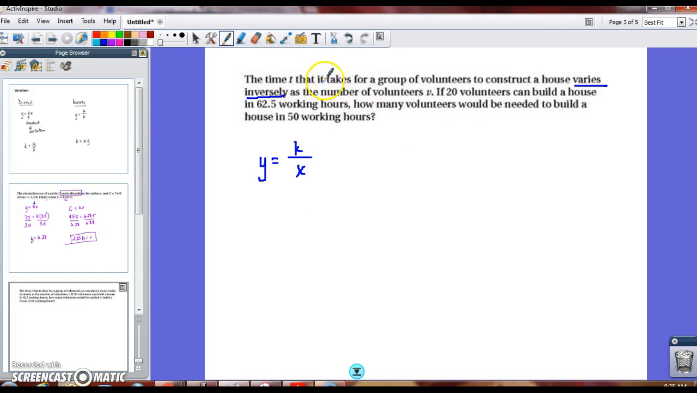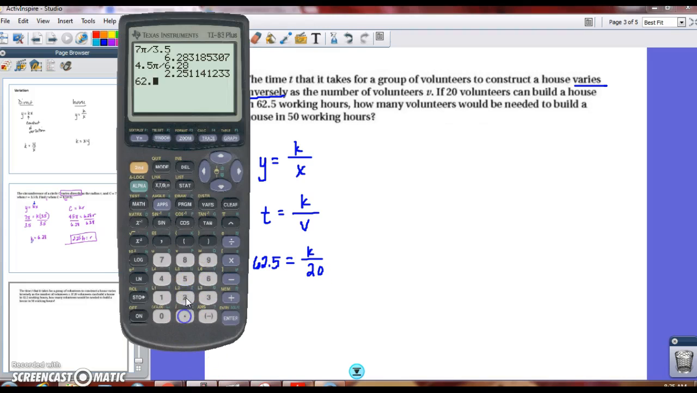It says the time it takes for a group of volunteers to construct a house varies inversely as the number of volunteers. So t is dependent on v, so t is our y value. So I have t is equal to k over v. It says if 20 volunteers can build a house in 62.5 working hours, then 62.5 is equal to k over 20. So now I'm just going to solve for k.